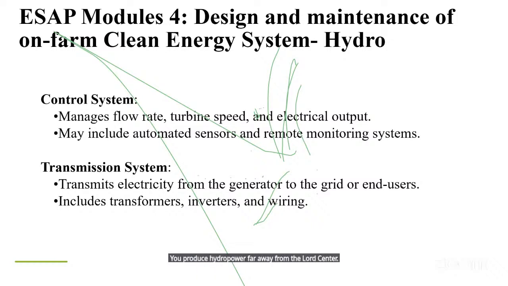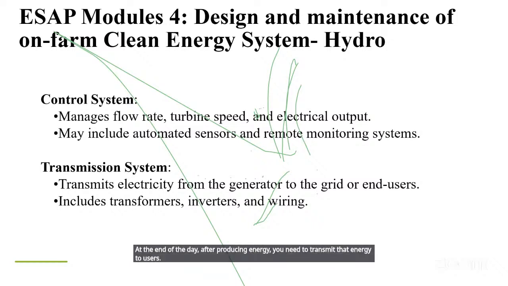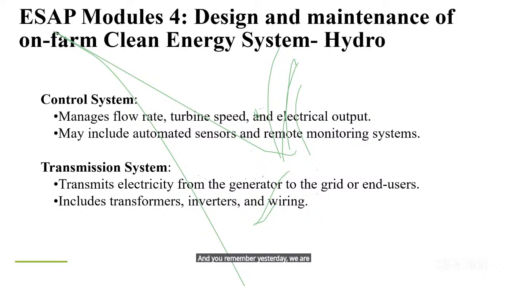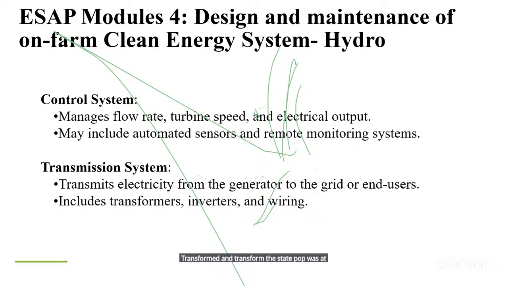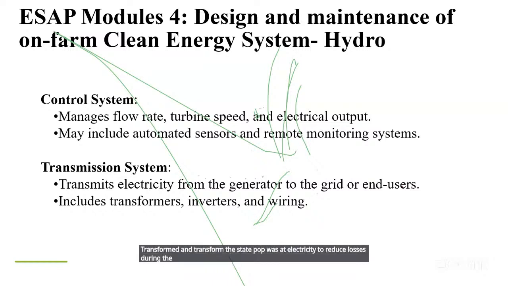So at the end of the day, after producing energy, you need to transmit that energy to users. And remember, yesterday we were talking about conversion devices, because energy is basically produced in direct current. So we have to convert it, first of all, into AC current. And when you have an alternating current, now you can transform and step up that electricity to reduce losses during the transport, during the transmission.